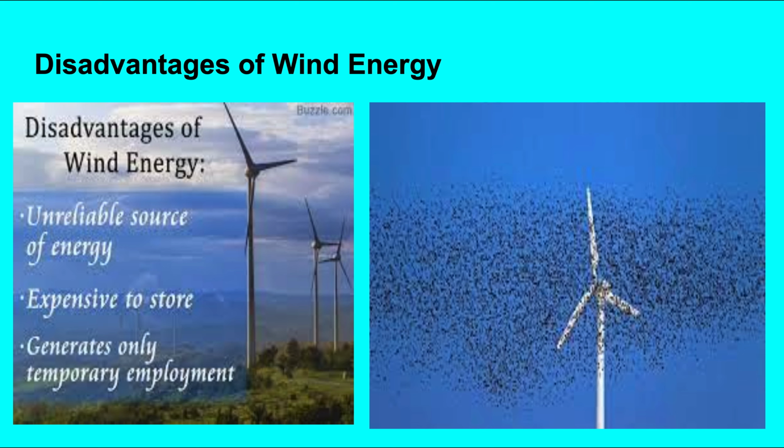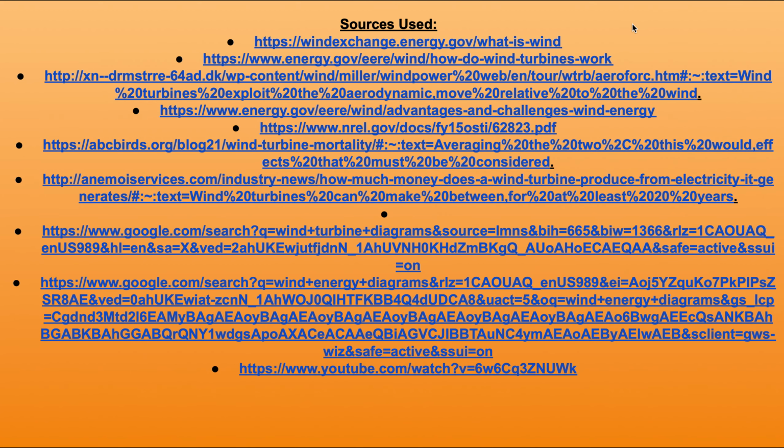It's expensive. An average size turbine costs between 2.6 to $4 million and even more to maintain. And finally, as shown in the image on the right, 1.17 million birds are killed in the US each year by wind turbines.